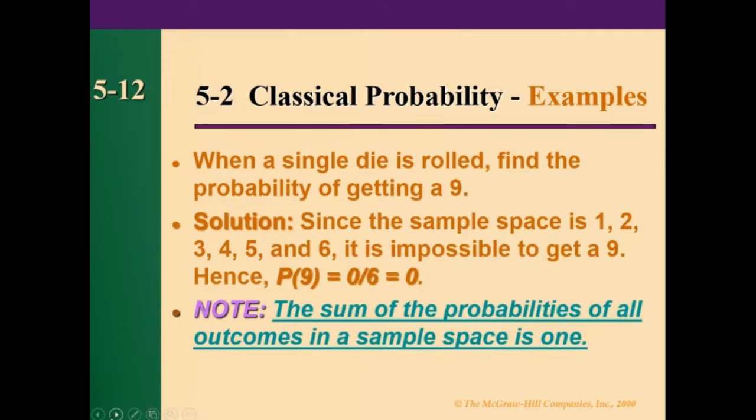So the sum of the probabilities of all outcomes in the sample space is 1. Why? Di ba? Ang probability of getting a 1 is 1 over 6 in rolling a die, di ba? Of getting a 3, 1 over 6 din. Getting a 5, 1 over 6. So, ilang 1 over 6 yon? 6. When you add those 6 of 1 over 6, ang sum niya is 6 over 6 or equal to 1. Okay?